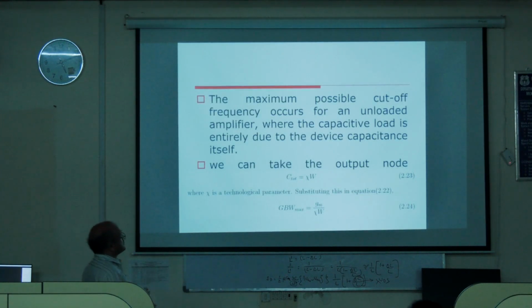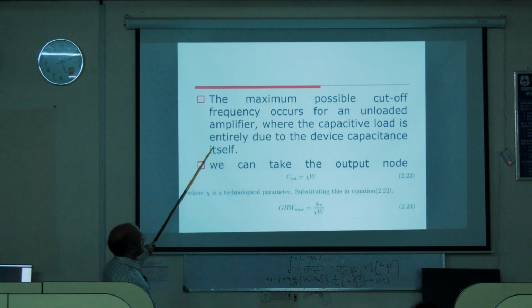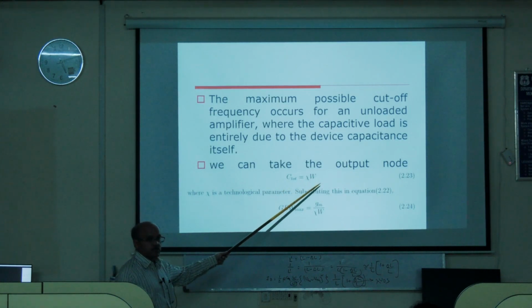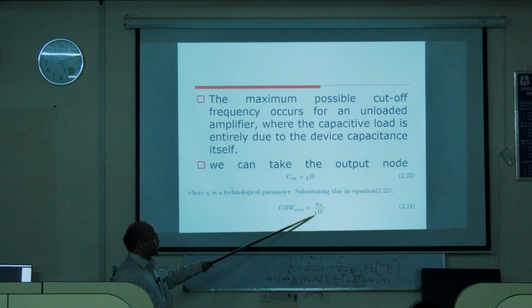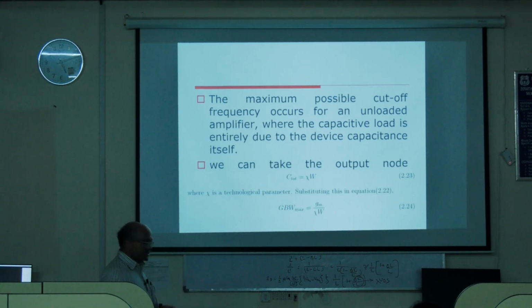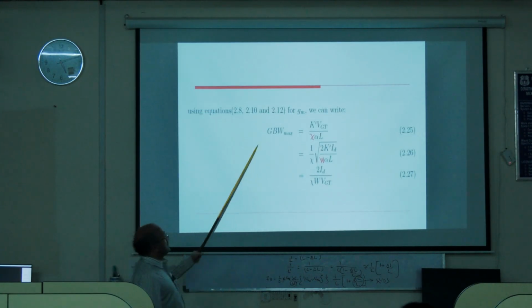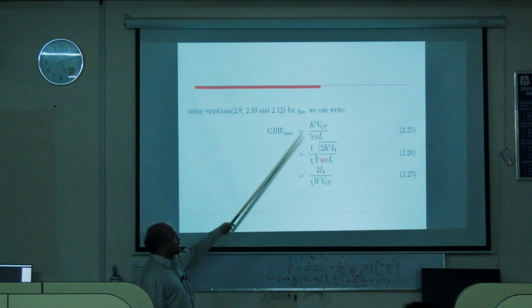So now, the maximum possible cutoff frequency occurs for an unloaded amplifier, because C total keeps on increasing when you try to add more and more load, right. So C total is where the capacitive load is entirely due to the device capacitance itself. So therefore C total is a function of the device capacitance, proportional to W. So therefore I will write GBW maximum is equal to gm by C total. In the place of C total I am writing it as a function of W, some zeta into W.